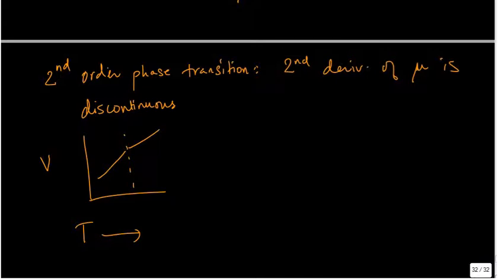And likewise, I could draw the same thing for enthalpy, entropy, heat capacity, right? Likewise, I could draw for all of them and show that the first derivatives are continuous, whereas the second derivatives are not. Okay. Good. So, do we have some more time? Yes.